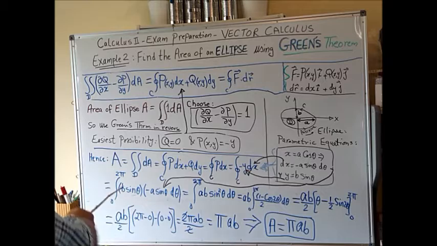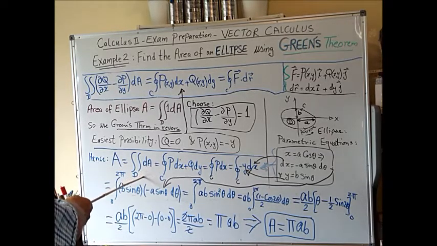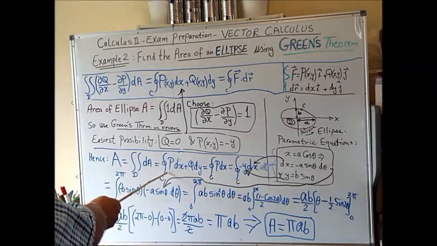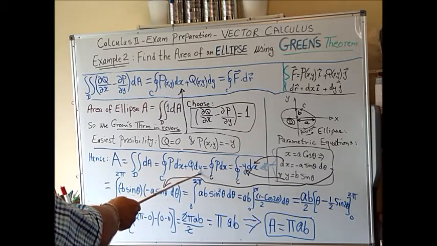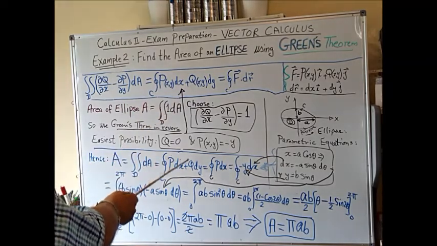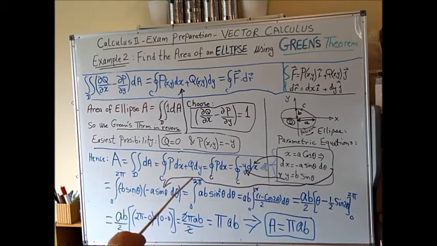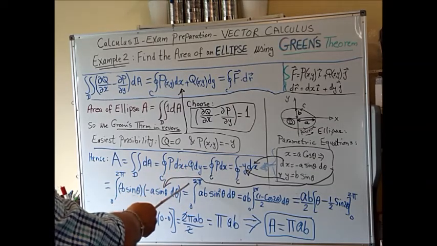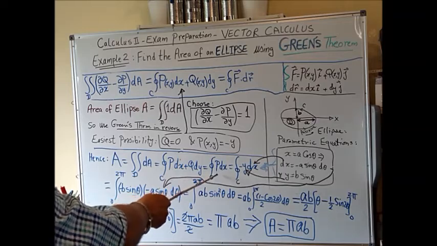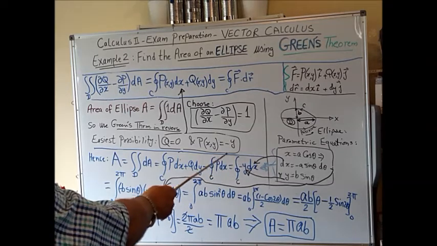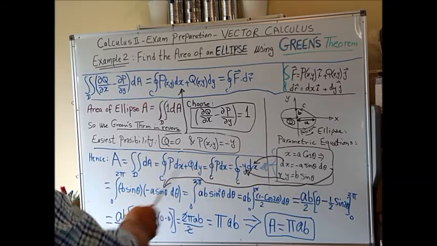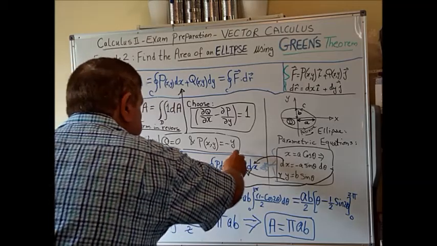So again, A equals the double integral of dA, which is now the line integral of P dx plus Q dy. Here we substitute the values which we chose. Q is 0, so that crosses out. We are left with P dx, and P is minus y, so that's minus y dx.